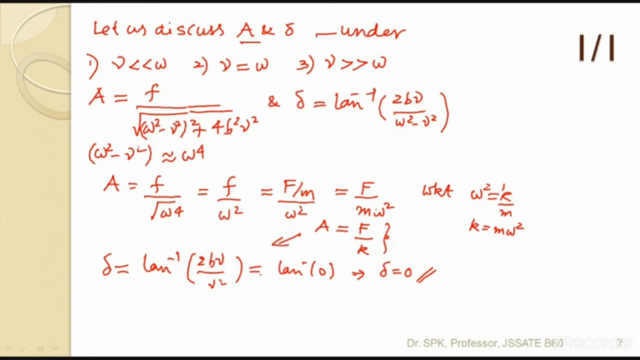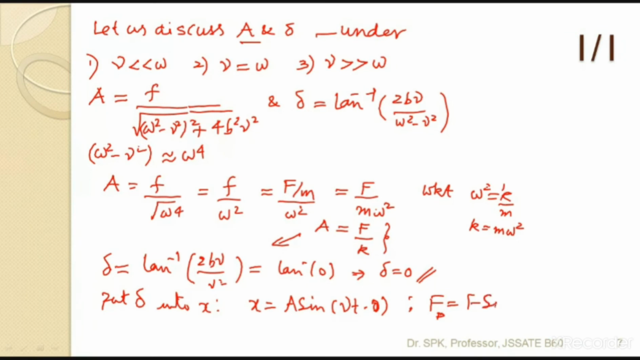And we know that already. If you put delta into x and observe what will happen, x is equal to a sine of mu t minus delta, so it is 0. And we have the periodic force F equal to f sine of mu t. Here x is a sine of mu t and F is f sine of mu t. It tells you that x and this force are in phase. The displacement and the periodic force are in phase.